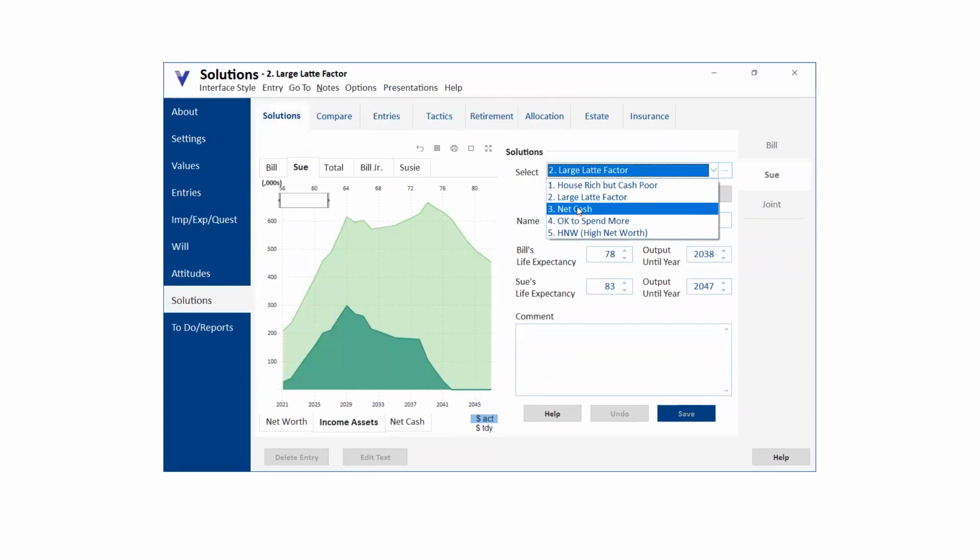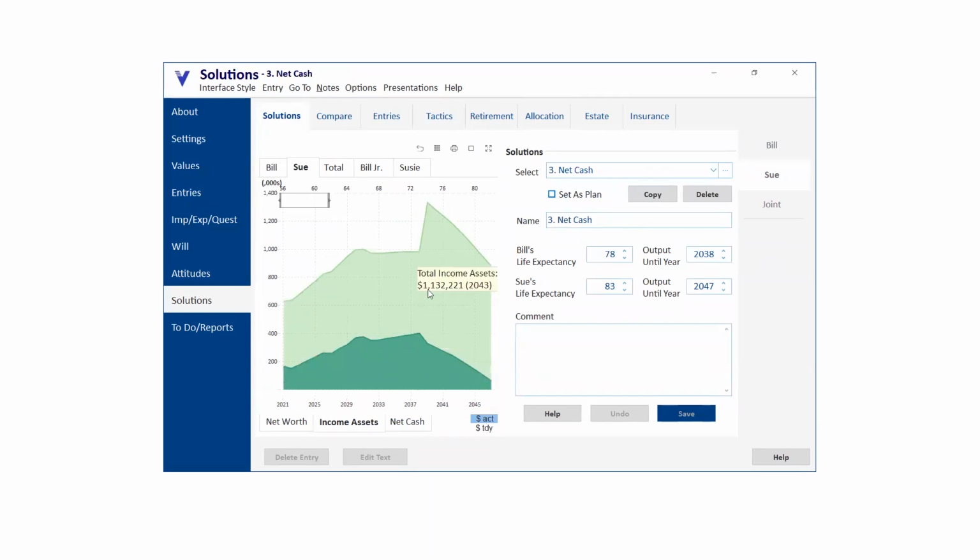So let's go to net cash. Net cash is a situation, again, I've left that spend excess cash, the transfer of money out of the bank account, turned off just so we can see this bank account. And I want you to notice that here it's going down and then it's going back up. Income assets staying flat, going back up.